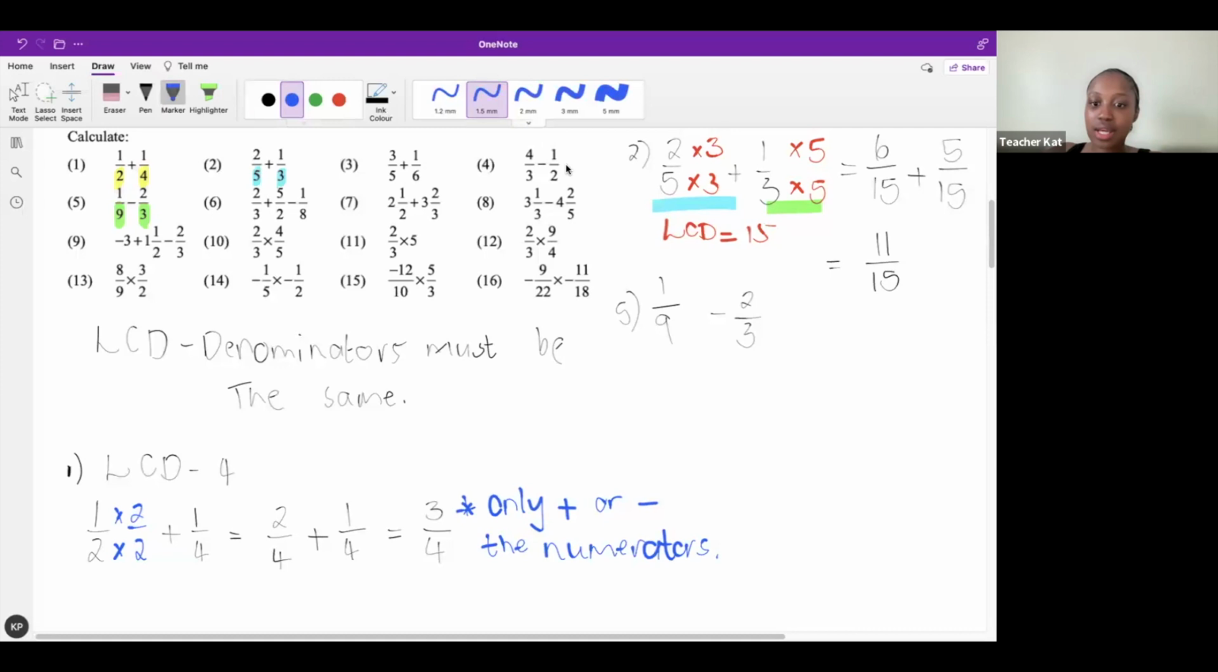Okay? So then, 1 over 9. Do we change anything there? It's already over 9, so do we have to do anything? No, but we do have to change the second one. What do I need to multiply 3 by to get to 9? Let me write it down.